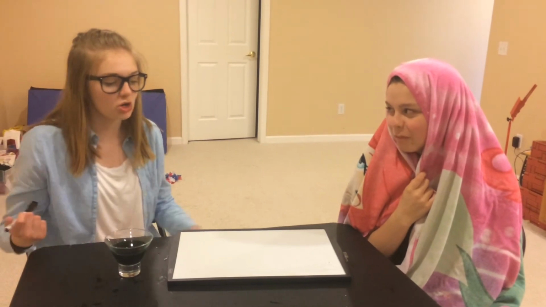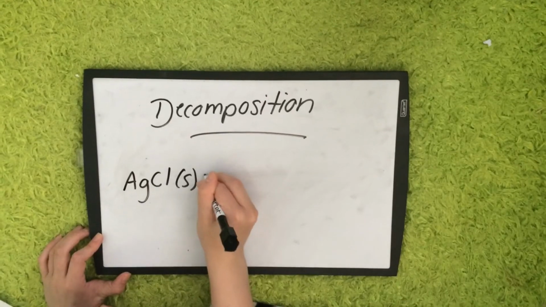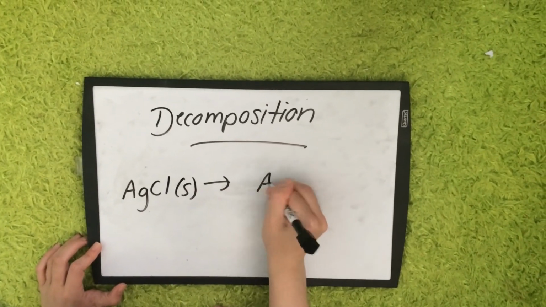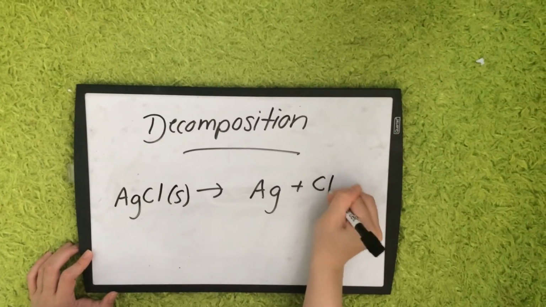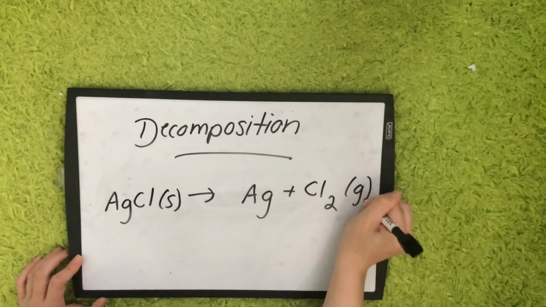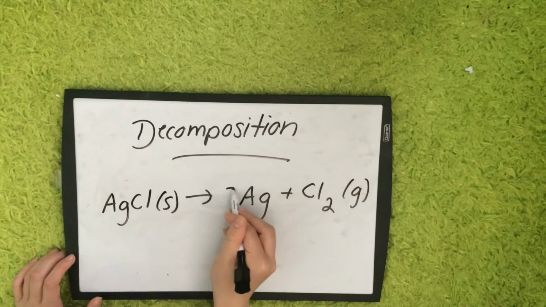Yeah, Dad. I'll show you something about decomposition. For decomposition, you separate a compound into separate elements. For this example, silver chloride is separated into aluminum and chlorite.